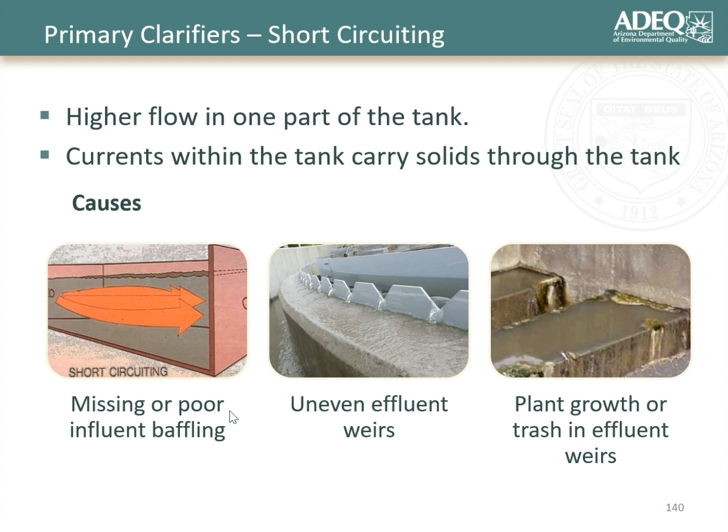Lastly, plants growing in or trash getting in your weirs can also limit the performance and prevent the water from going there. And the result, then, is other sections may get overloaded too.